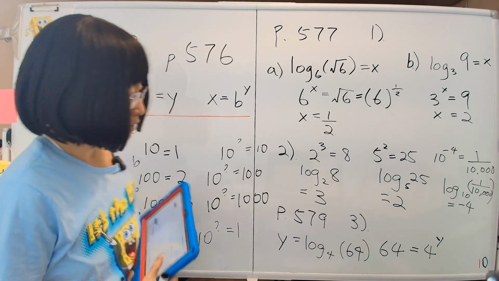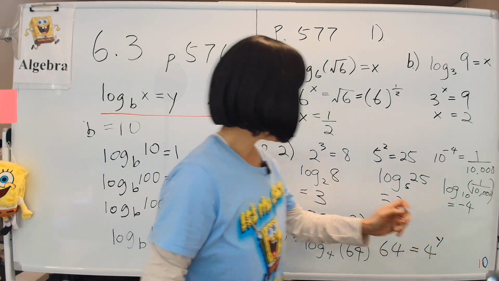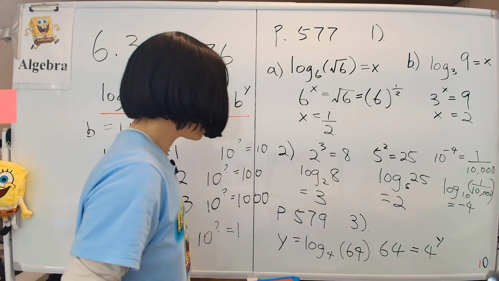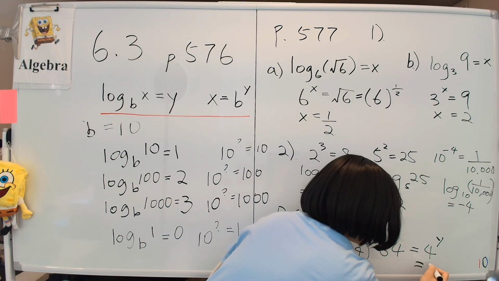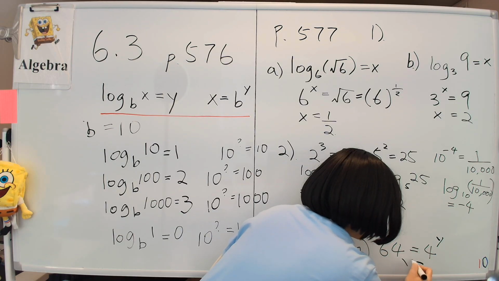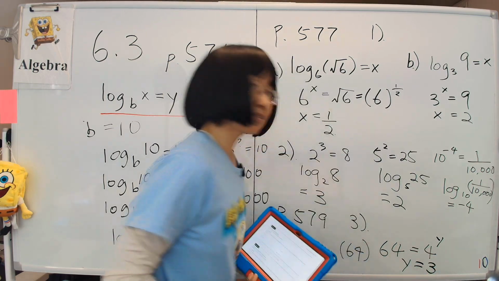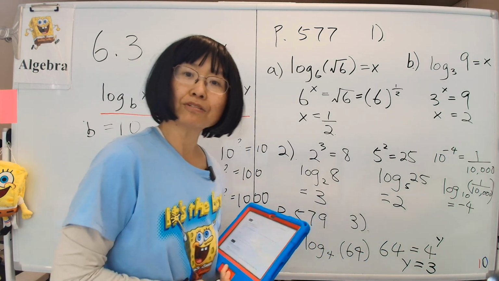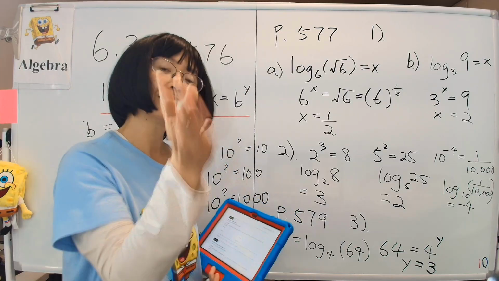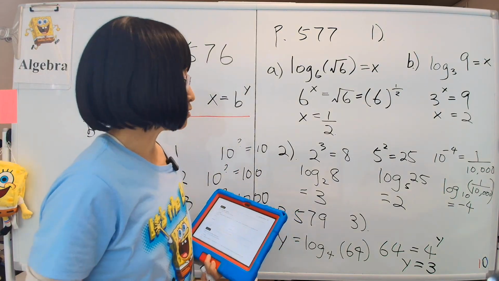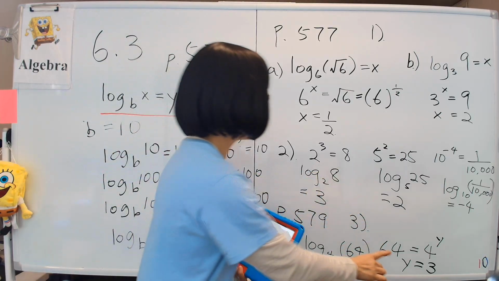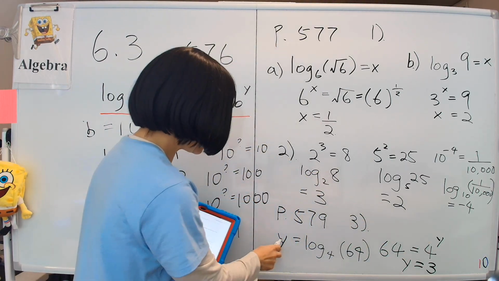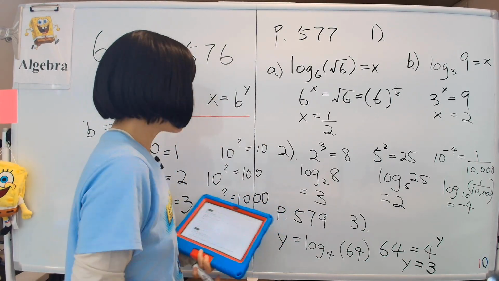In other words, 4 to what power is 64? If you think about that for a few seconds, you realize that is 3. So y would be equal to 3, because 4 to the 3rd power is 64. 4 times 4 is 16, 16 times 4 is 64. So three 4s multiplied together would be 64. Therefore, y equals 3 is the solution to this logarithmic problem.